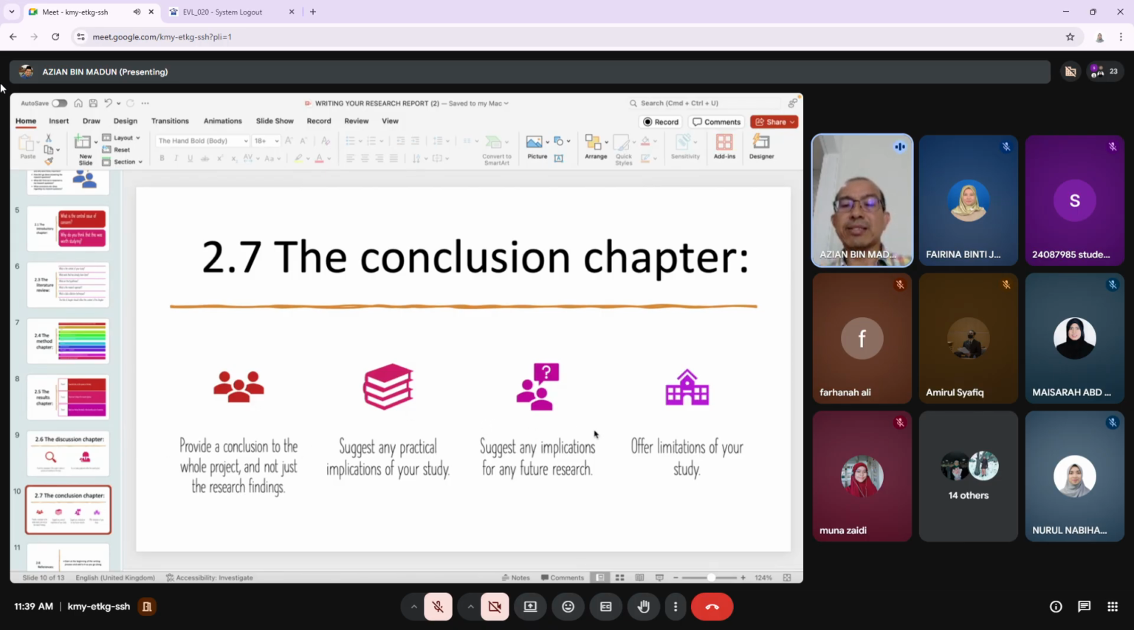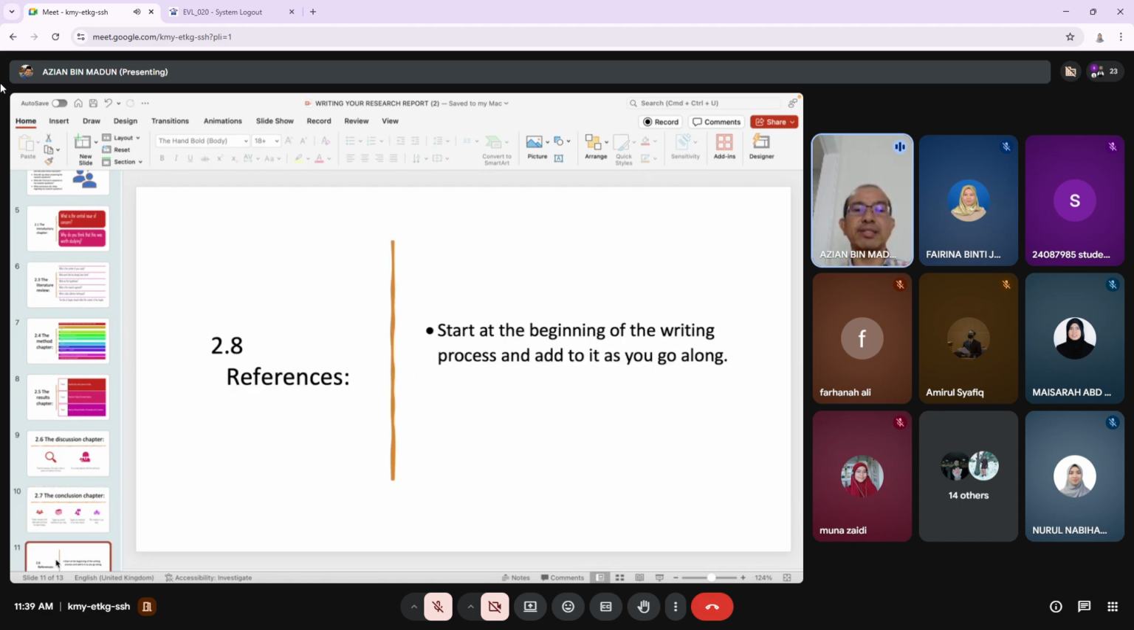So last, maybe limitation lah. Limitation, maybe one or two paragraphs is enough, cukup lah. Kalau ada banyak limitation, ya. So that's all for the conclusion, and then the reference lah. Reference at the beginning of writing.